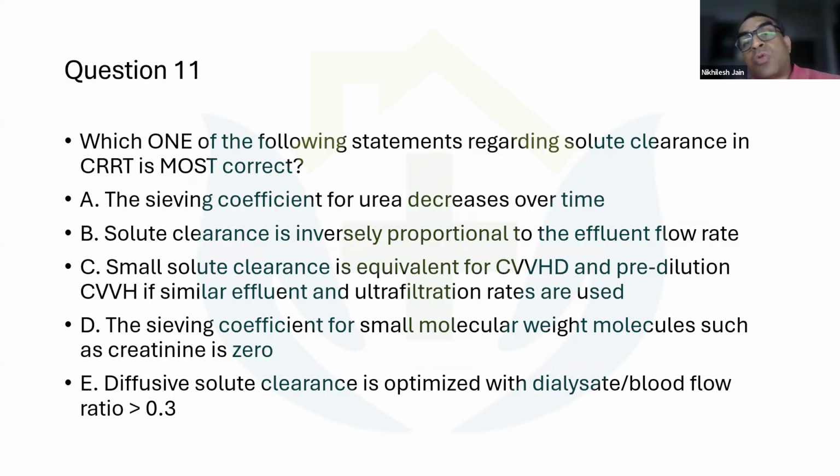Sieving coefficient for urea decreases over time, that is option A. Solute clearance is inversely proportional to the effluent flow rate, that is option B. Small solute clearance is equivalent for CVVHD and pre-dilution CVVH if you use similar effluent and ultrafiltration rates. D, the sieving coefficient for small molecular weight molecules such as creatinine is 0. And the last option is diffusive solute clearance is optimized if you have a dialysate to blood flow ratio of more than 0. Can I have the answers?